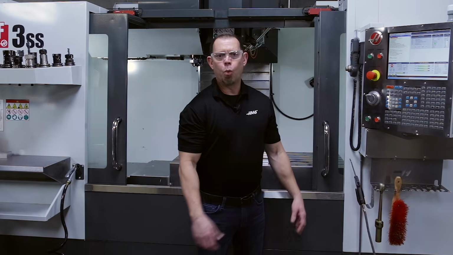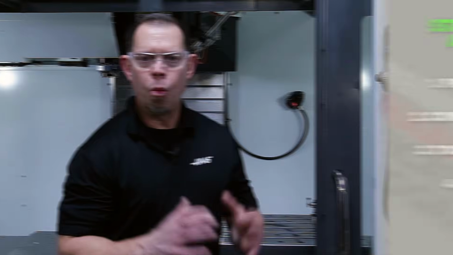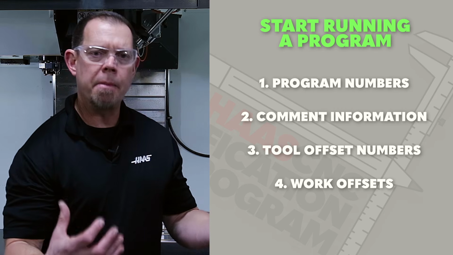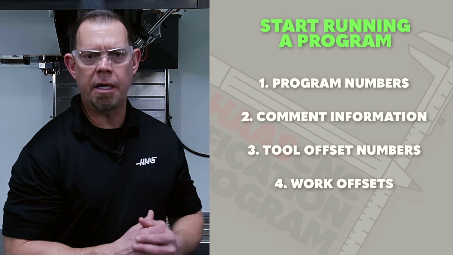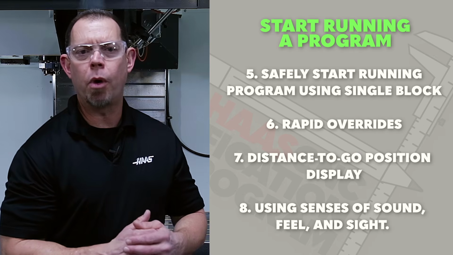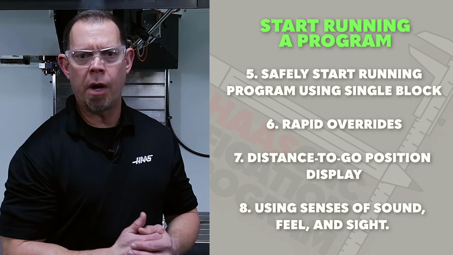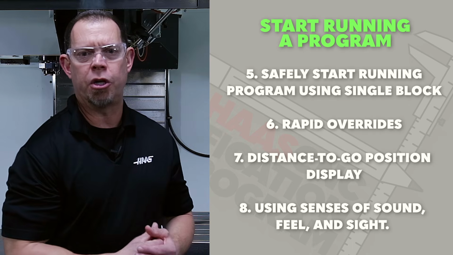In this video, we're going to introduce you to key parts of a CNC milling program. We'll cover the program number, comment information, tool offset numbers, and work offsets. We'll also learn how to safely start running a program using single block mode, how and when to use rapid overrides, and the distance to go position display.